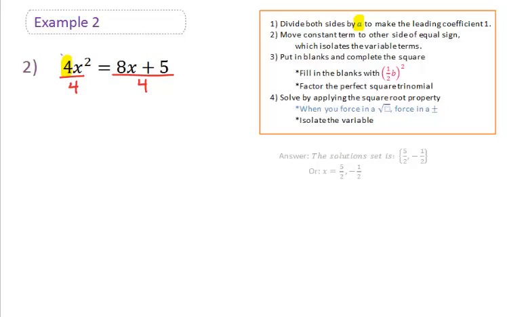On the left, the 4's cancel out, which leaves us with x squared. On the right, that actually means we have to divide both of these by 4.